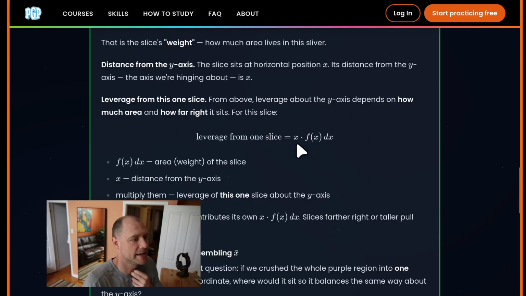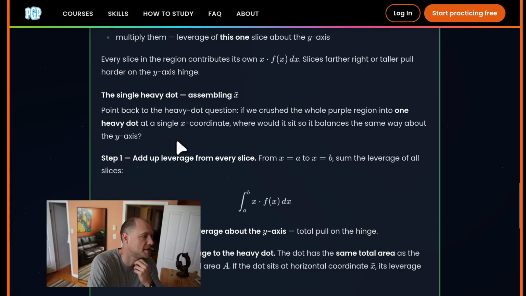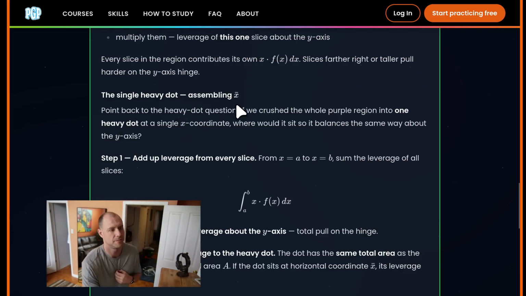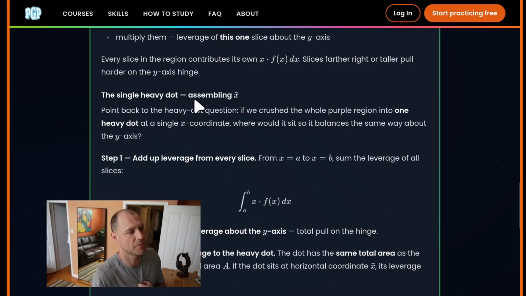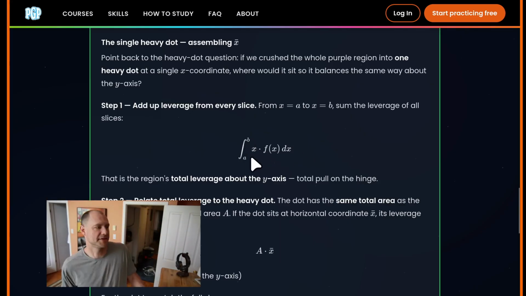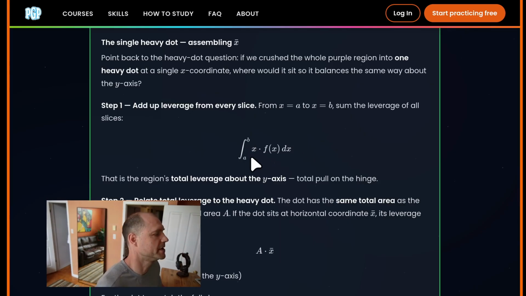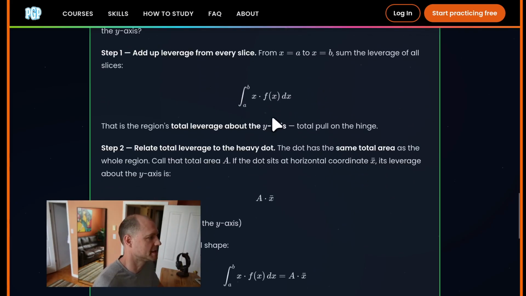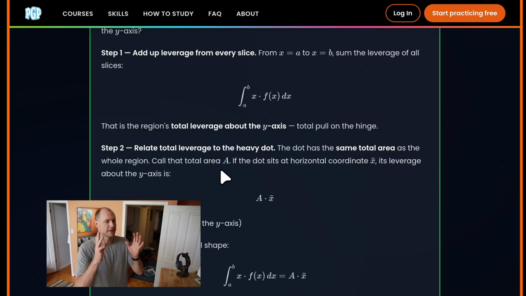And we see that right here, x, which is distance away times the area. And now we want to assemble x bar, or at least let's talk more about the single heavy dot. We want to add up the leverage from every slice. That makes sense. This is going to give us the leverage of that whole purple region. So we just integrate the leverage of one slice from A to B. That gives us the leverage of that entire purple region about the y-axis. Yes, very good. And now we're ready for single heavy dot.